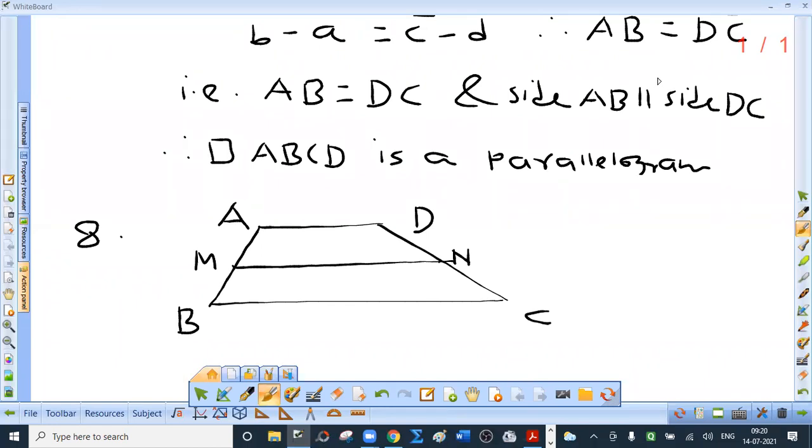Let A bar, B bar, C bar, D bar be the position vectors of the vertices A, B, C, D respectively of trapezium ABCD with side AD parallel to side BC.